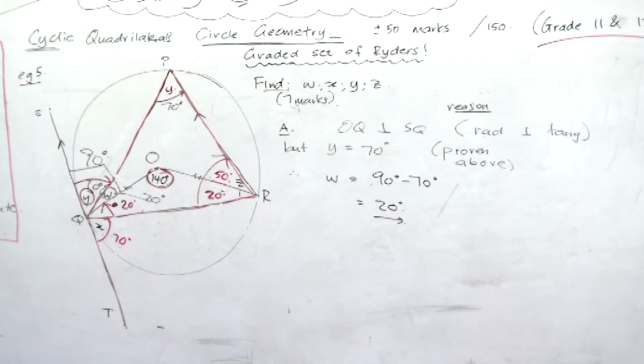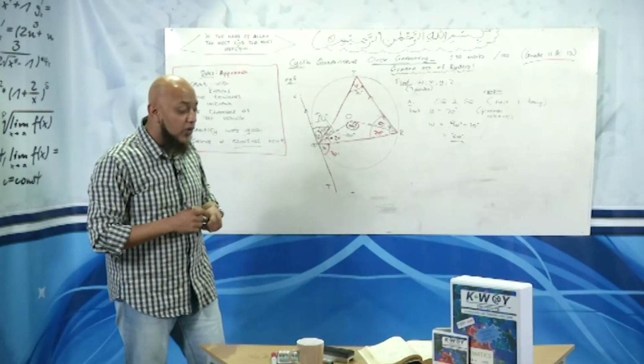We've got our 6 to 7 marks, guys. We solved the rider completely. We found the value of all the unknowns.